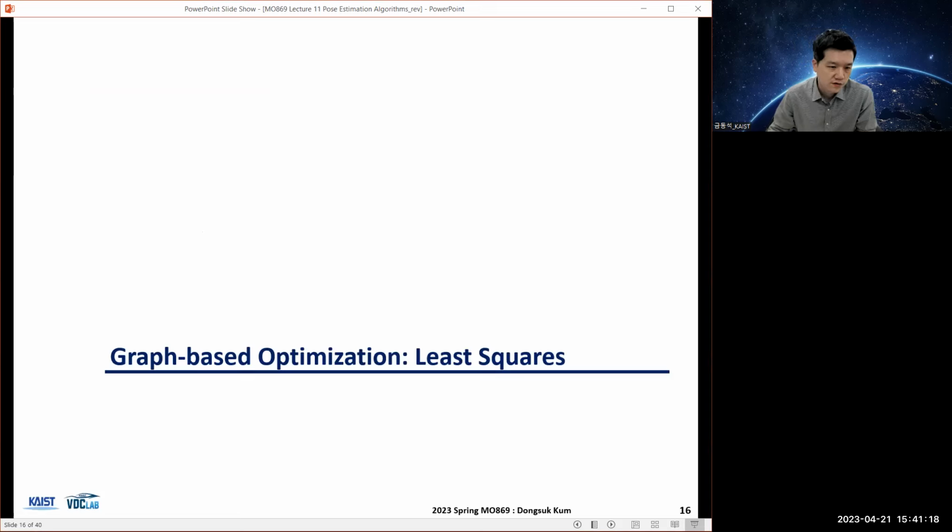All right, let's move on to graph-based optimization. Like I said, today I'm going to just give you a quick idea of how graph-based optimization is done for localization purposes. But in the following lectures, I will talk more about the graph optimization theory in more detail for SLAM problems and applications. Okay.